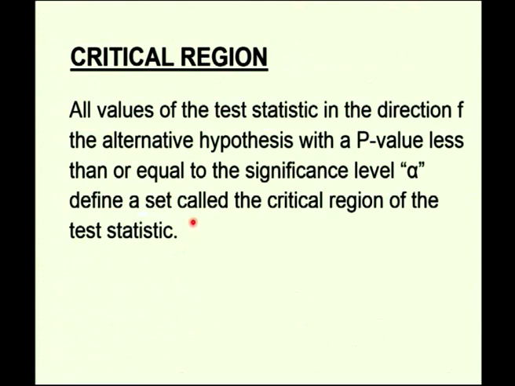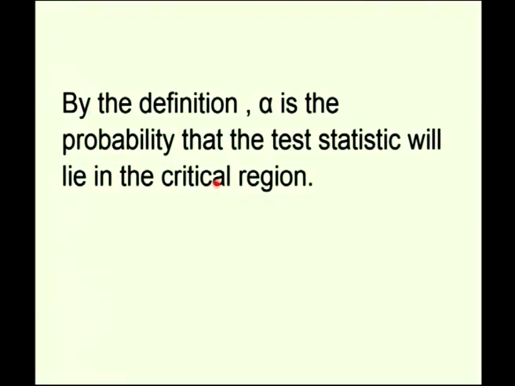Then critical region. All values of the test statistic in the direction of the alternative hypothesis with a p value less than or equal to the significance level alpha define a set called critical region of the test statistic. Critical region is also called as rejection region. So, now let us see how the critical regions are calculated using the various levels of significance. By the definition, level alpha is the probability that the test statistic will lie in the critical region.